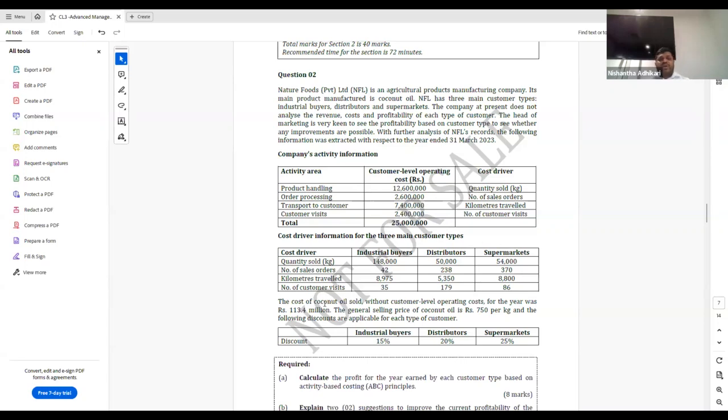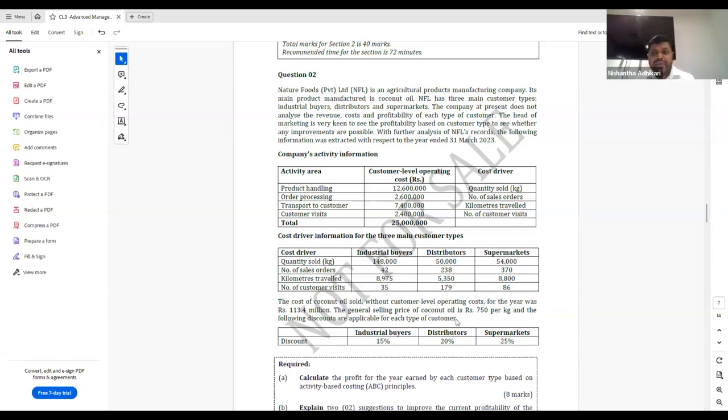The cost of coconut oil sold, without customer level operating cost, for the year was 113.4 million. The general selling price of coconut oil is 750 per kilogram, and the following discounts are applicable for each type of customer: industrial 15%, distributors 20%, supermarkets 25%. Calculate the profit for the year earned by each customer type based on the activity-based costing principle.